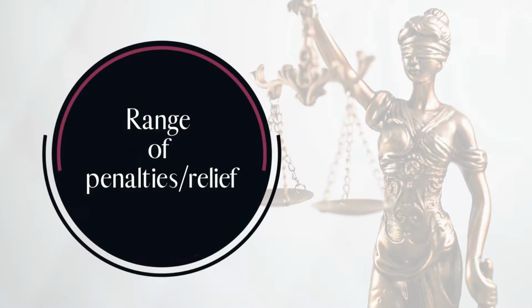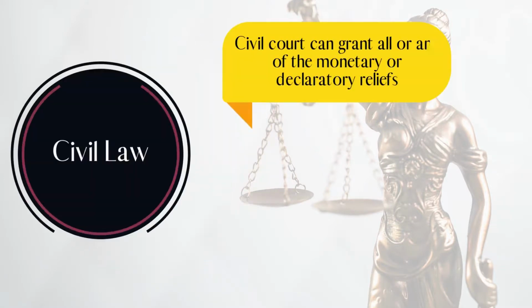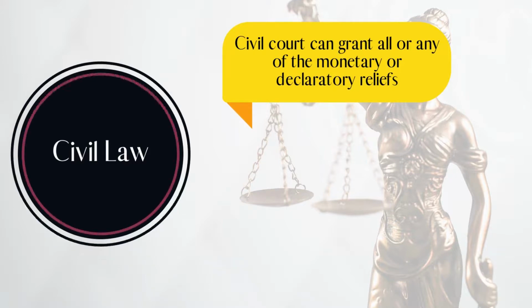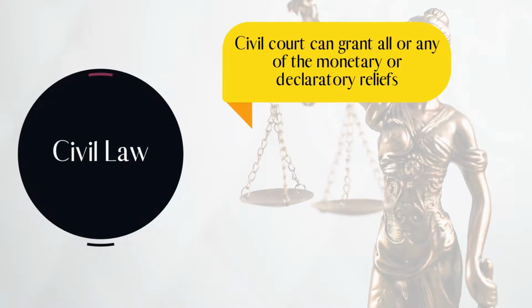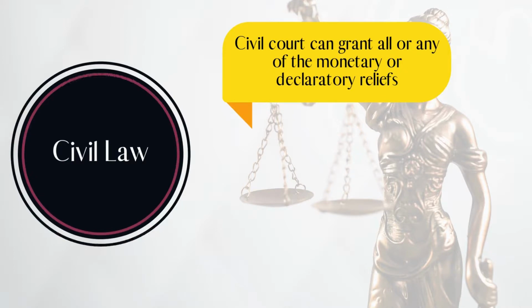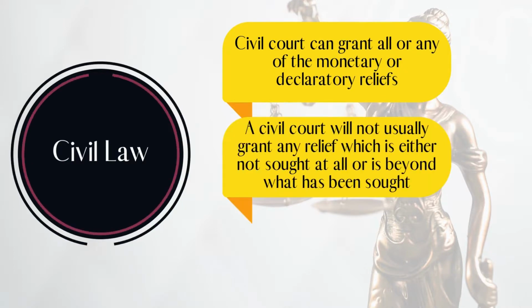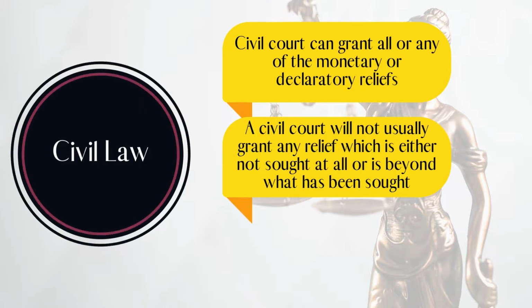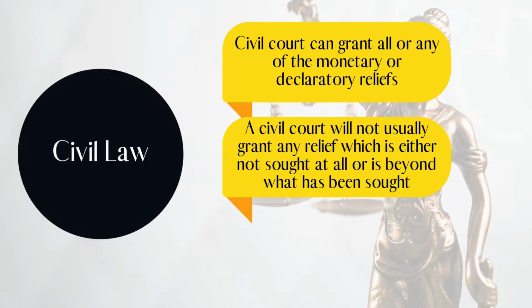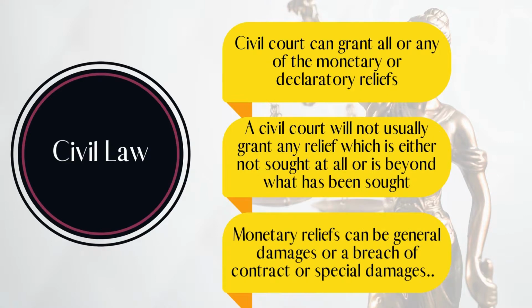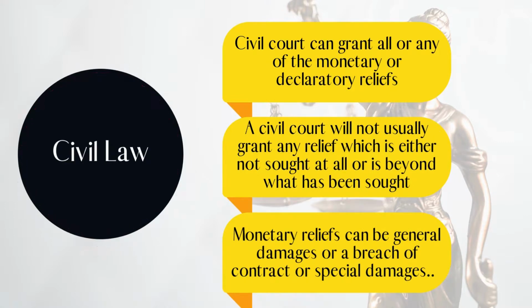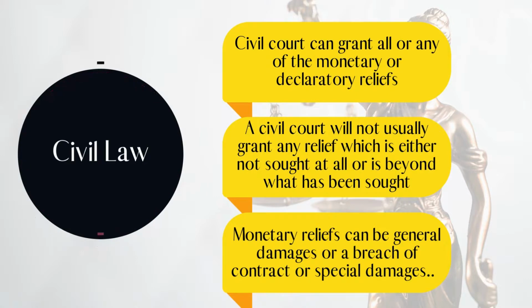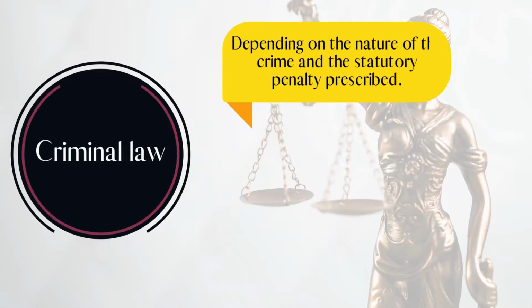Range of penalties or relief. Civil law. On reaching a verdict, a civil court can grant all or any of the monetary or declaratory reliefs sought by the claimant in its claim before the court. A civil court will not usually grant any relief which is either not sought at all or is beyond what has been sought. Monetary reliefs can be general damages, whether liquidated or unliquidated, for a breach of contract, or special damages in special circumstances. Criminal law.